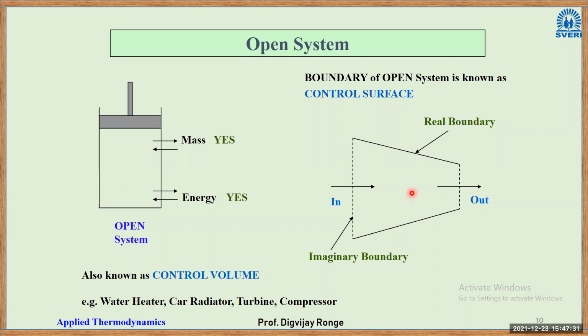So for example, we can take the example of this, where mass is coming. This is typically the example of a compressor, where inlet gas or steam is compressed, and its pressure energy is generally increased in this case, right?